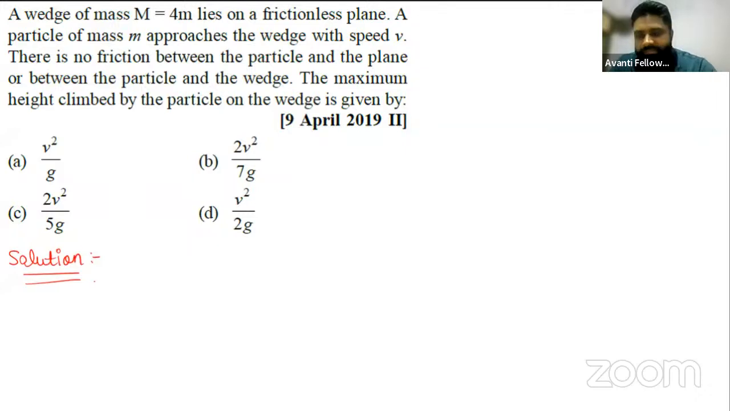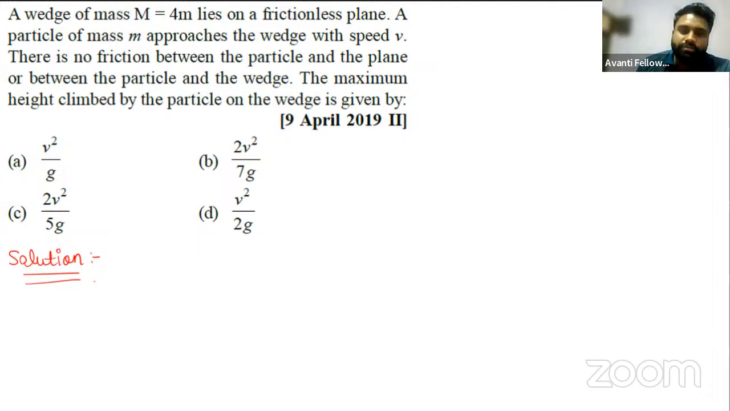I have told you in the previous lecture where we can apply the law of conservation of energy. We can apply the law of conservation of energy when only conservative forces are acting. And the concept of conservation of momentum you can only apply when there is no net force.